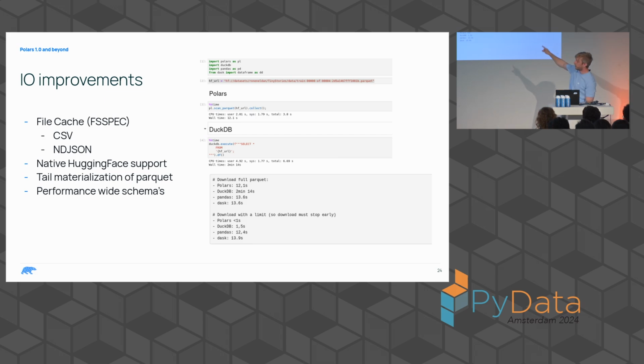But if you add a limit to this query, so if you download the file and you say, only show me the head and then collect, you will see that DuckDB and Polars are fast because they don't download the whole file. They only download what they need. But Dask and Pandas will first download the whole file and then give you the head. And you can see that Polars does well in both directions. It's fast in downloading the whole file, and it's fast in only downloading what it needs. That's because of the async I/O part we've written in between.